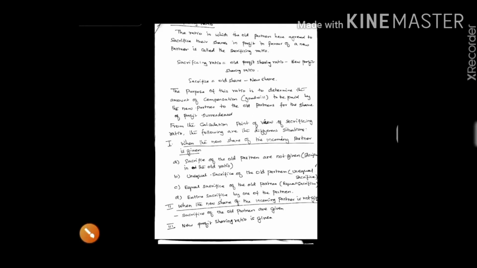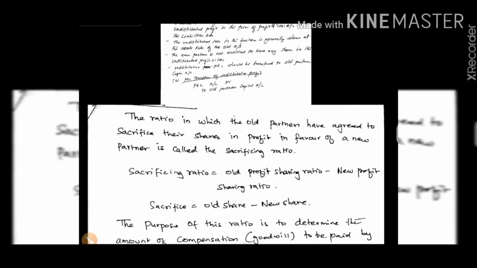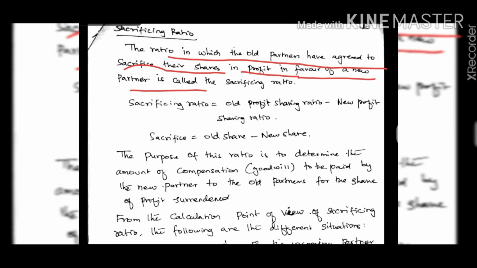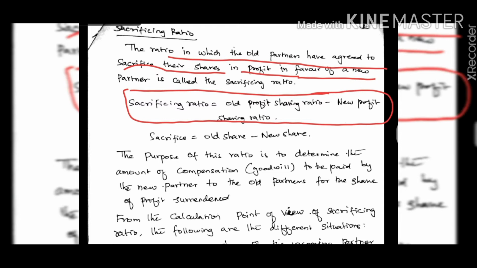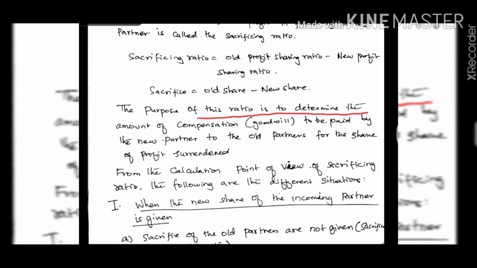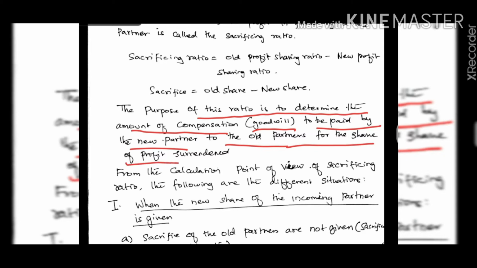Let us see the sacrificing ratio. The ratio in which the old partners have agreed to sacrifice their share in profit in favor of a new partner is called sacrificing ratio. The formula for the sacrificing ratio is old profit sharing ratio minus new profit sharing ratio. Sacrifice is equal to old ratio minus new ratio. The purpose of this ratio is to determine the amount of compensation, that is goodwill, to be paid by the new partner to the old partners for their share of profit surrendered.